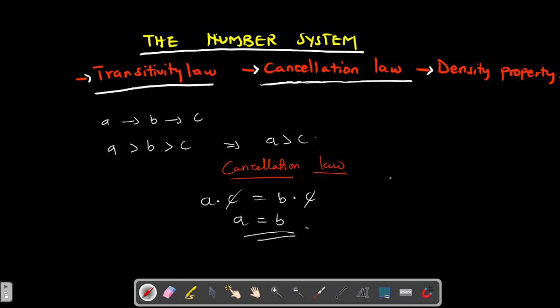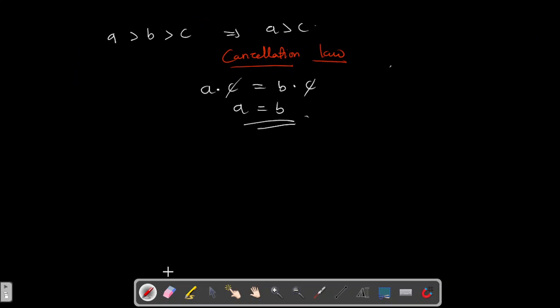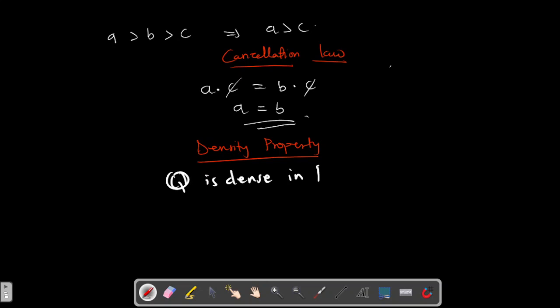Now, finally, we have this property called the density property. Density property actually is found in rational numbers. So what do I mean by density property? Density property in rational numbers simply means that we have what we popularly say, that Q, the set of rational numbers, is dense in R, the set of real numbers. Okay, Q is dense in R.